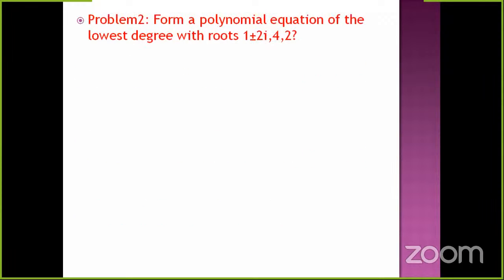Now let us take one more example problem. Form a polynomial equation of the lowest degree with roots 1 plus or minus 2i, 4, 2. How many roots have been given? There are 4 roots. Here 1 plus 2i is a root, and we have to find out the polynomial equation with these 4 roots.